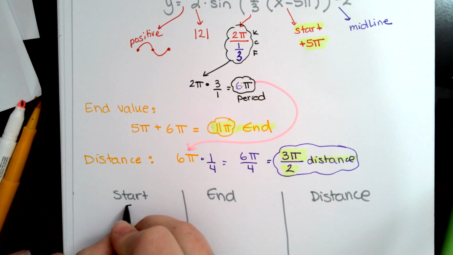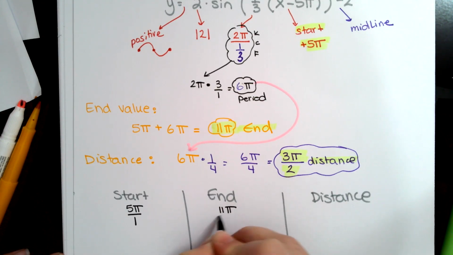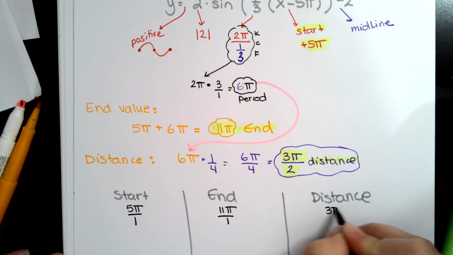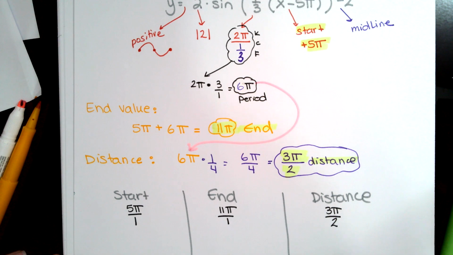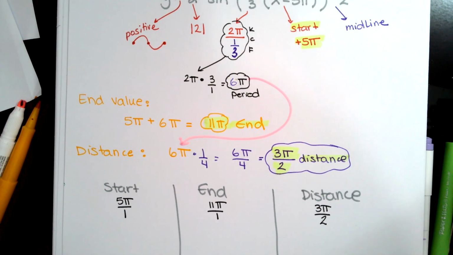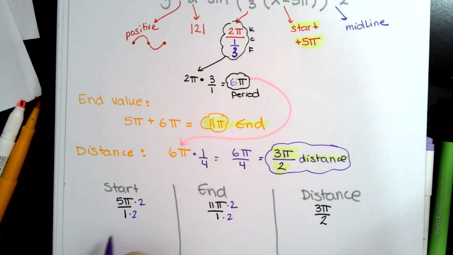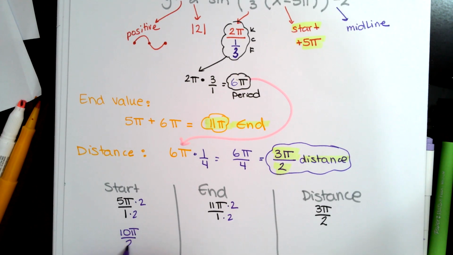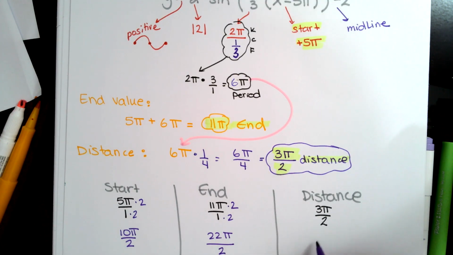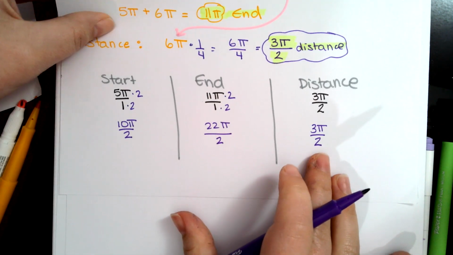Now, what was our original start? 5 pi, I'm going to do over 1. End was 11 pi, I'm going to do over 1. And our distance is 3 pi halves. So I'm going to do a common denominator of 2. So we get 10 pi halves here. We get 22 pi halves, and our distance remains at 3 pi halves. So these are the values that I'm going to be using to graph.